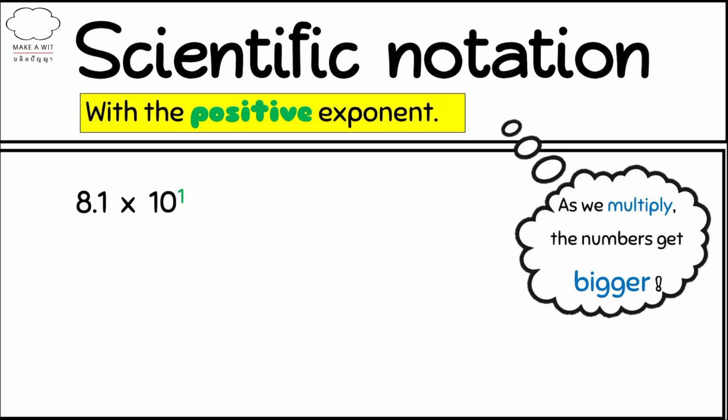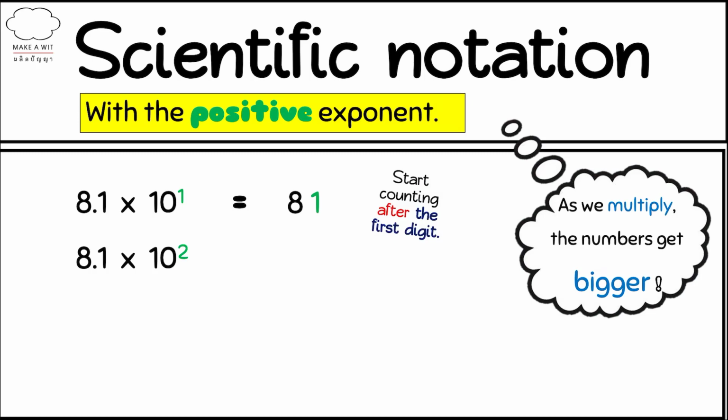Now, see, 8.1, yes, according to rule number 1, is less than 10, right? But more than or equal to 1. Now 8.1 times 10 to the power of 1. So it's just like that. After the first digit, you count only one place, right? And what about this? You start counting after the first digit for the positive exponent.